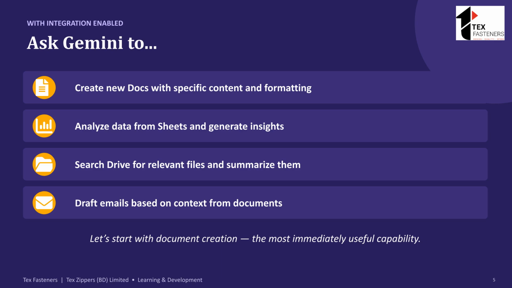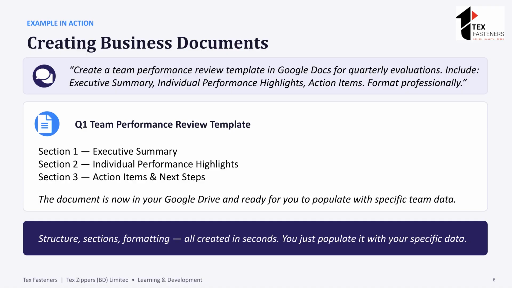Let's begin with one of the most immediately useful capabilities: document creation. Imagine you need to create a team performance review template. Instead of building the structure manually, you can ask Gemini, create a team performance review template in Google Docs for quarterly evaluations. Include an executive summary, individual performance highlights, and action items. Format professionally. Gemini can create the document structure, sections, and formatting in seconds. The result is a ready-to-use document in your Google Drive. You only need to populate it with your specific team data.